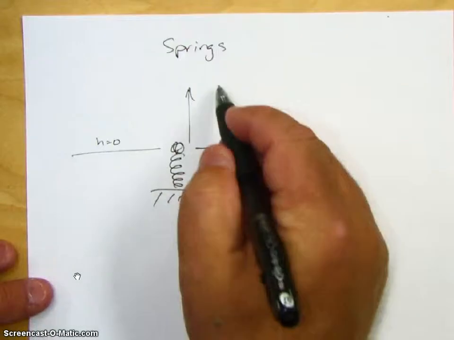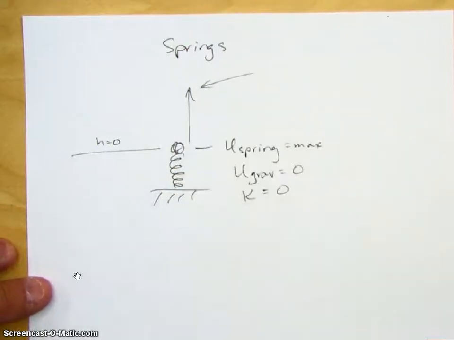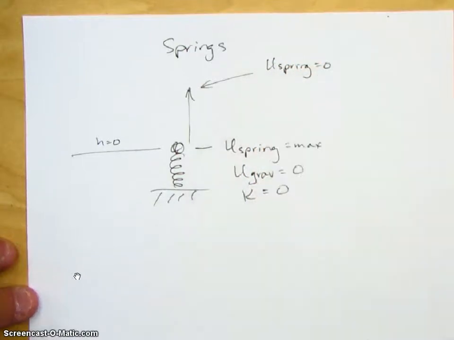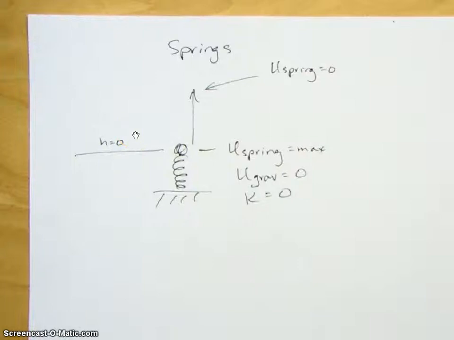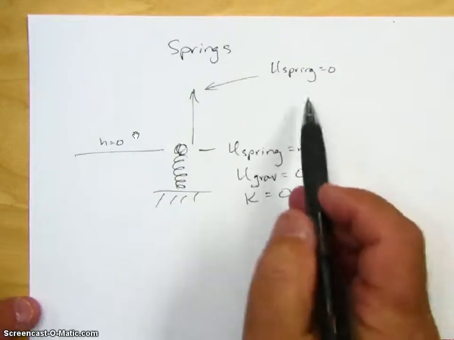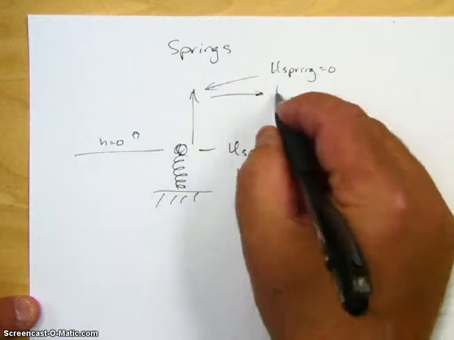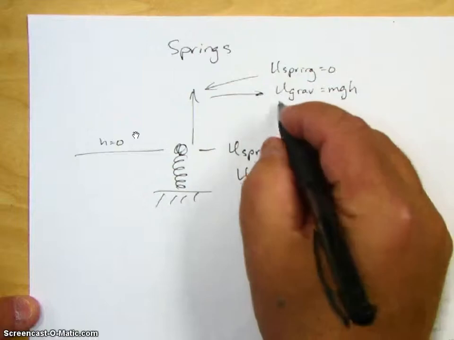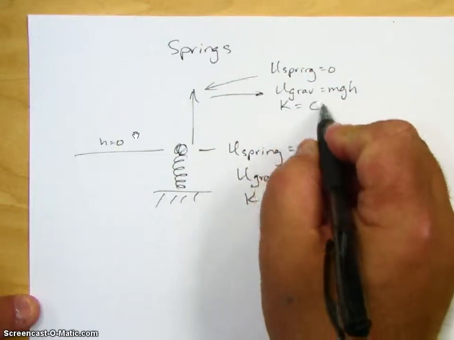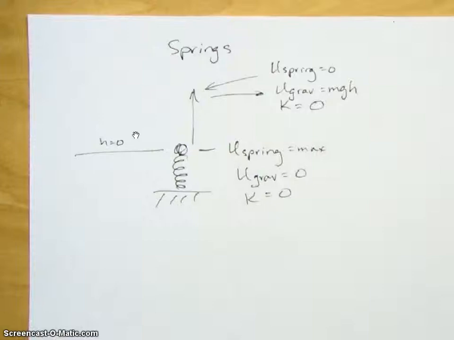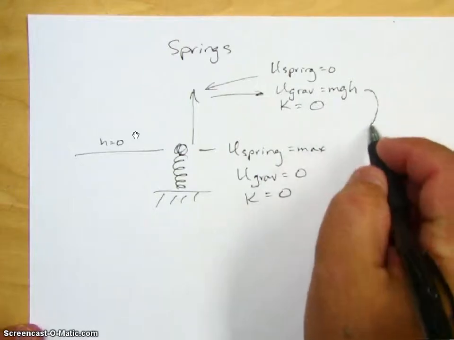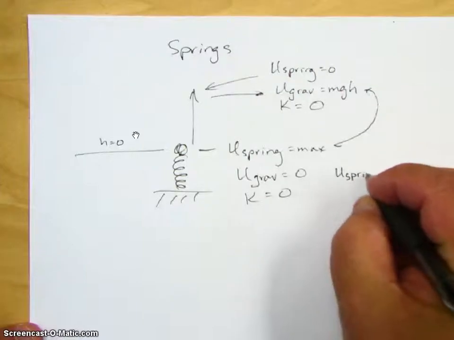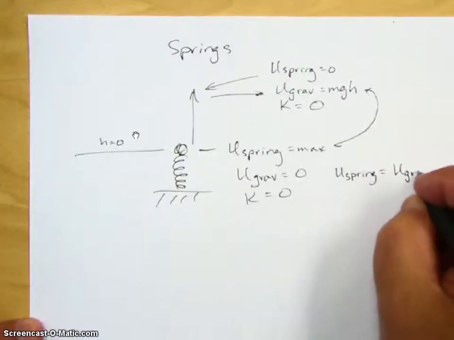At the top, I'm not attached to the spring anymore, so there's no spring energy. So that's equal to 0. And then I'm going to have gravitational potential energy. U of gravity is going to equal m times g times h. And we also know at the top that kinetic energy stops because the object stops. There's no kinetic energy. So what I can easily now do is set those two equal to each other. So I could say U of the spring is equal to gravitational U.